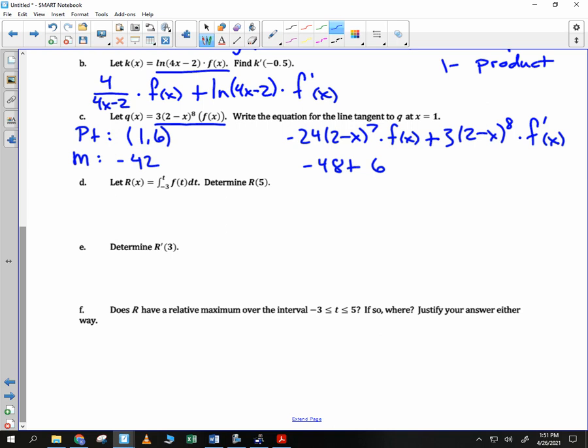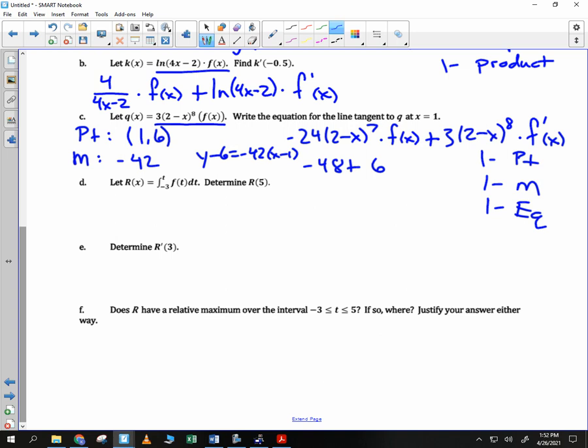And so you get one point for having 1/6. 1 point for having a correct slope, which is negative 42. And then 1 point for the equation for the line. The equation for the line would be y minus 6 is equal to negative 42 times x minus 1. So you could just leave it in point slope form. You don't even need to put it in slope intercept form. Isn't that cool?